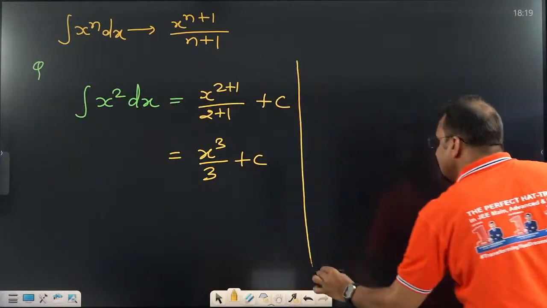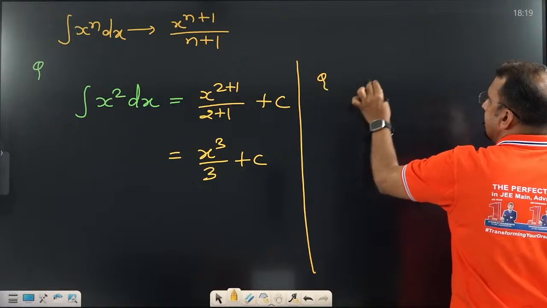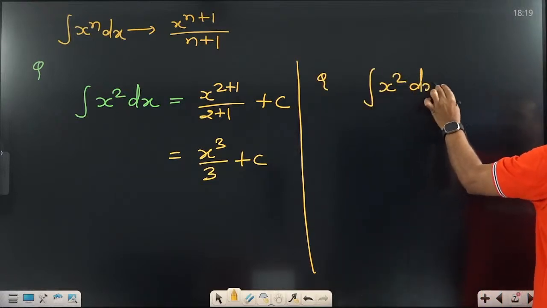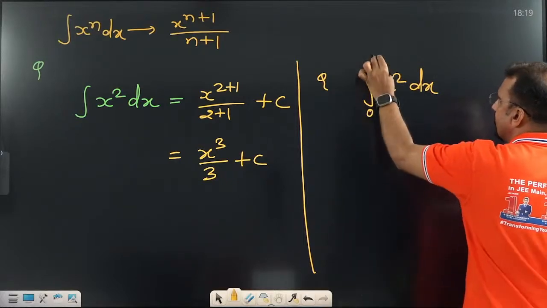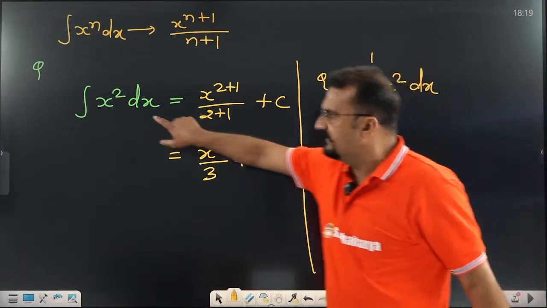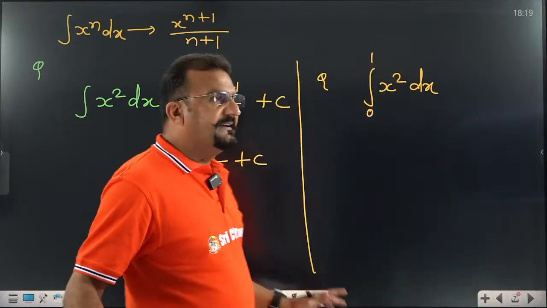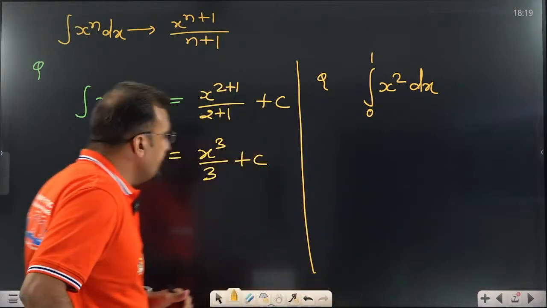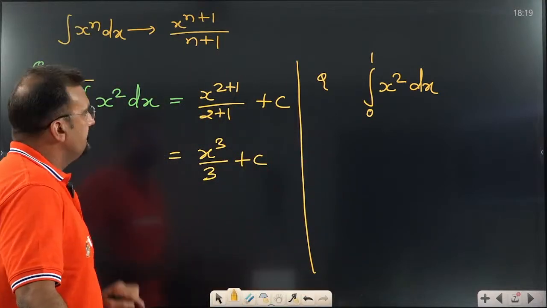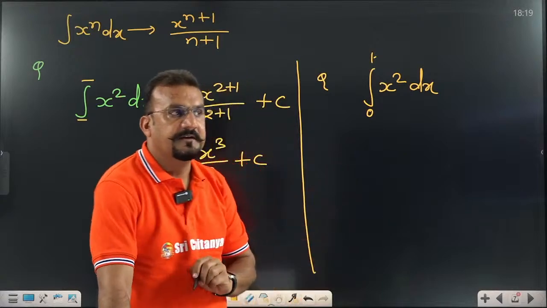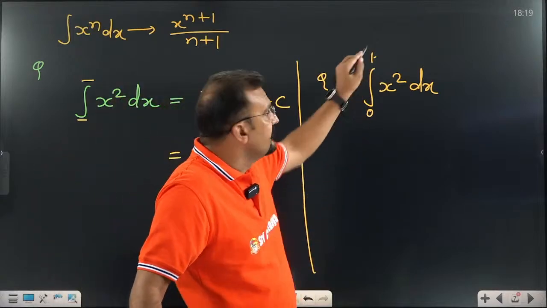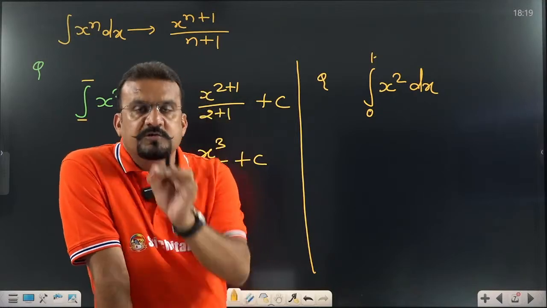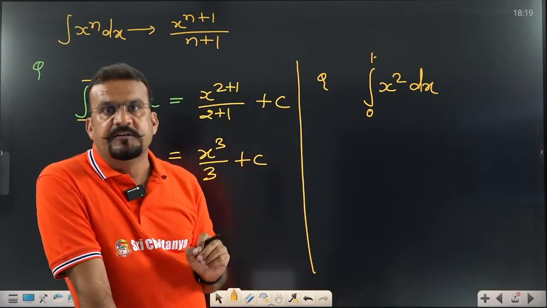If the same question is asked like that, the integration of x square dx from 0 to 1, listen very carefully. What is the difference between this integration and this one? In both, what is he asking? Integration of x square. But in this one there are no limits, but here limits are given. Limits means these values, the values put on the symbol of integration.